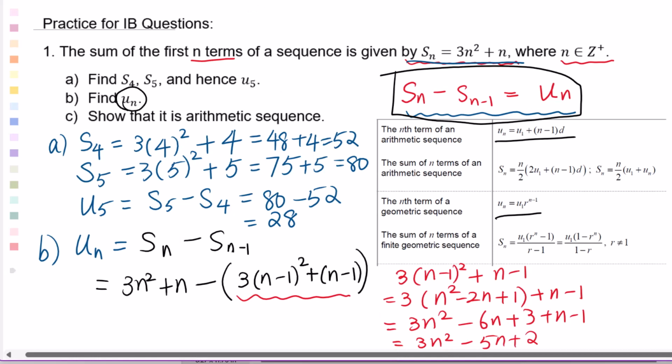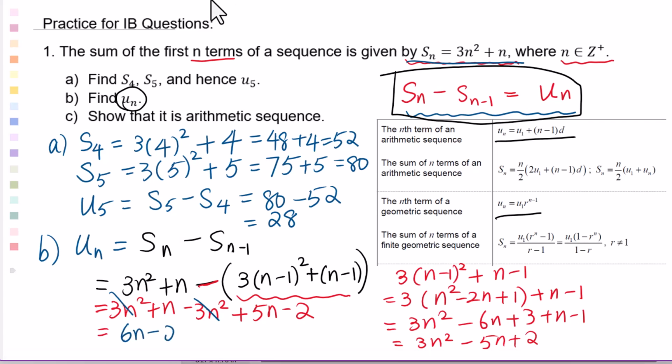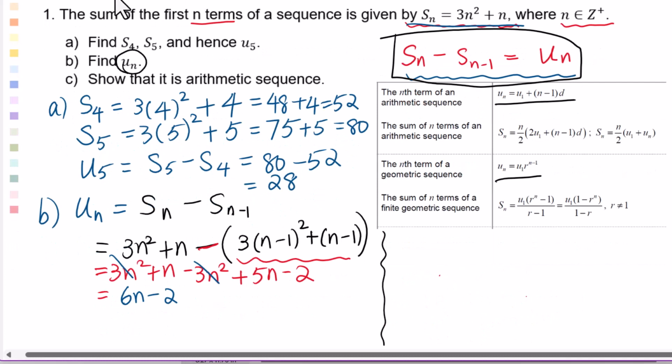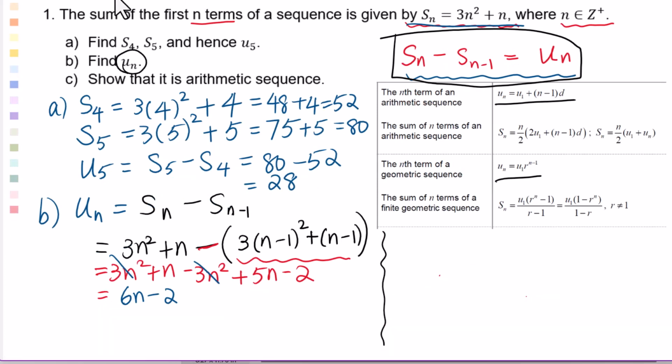Since we have negative sign before this parentheses, we need to change the sign of each term. 3n squared plus n minus 3n squared plus 5n minus 2 equals, combine like terms, 6n minus 2. They show that it's an arithmetic sequence.